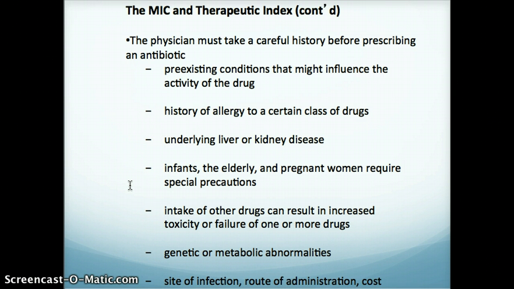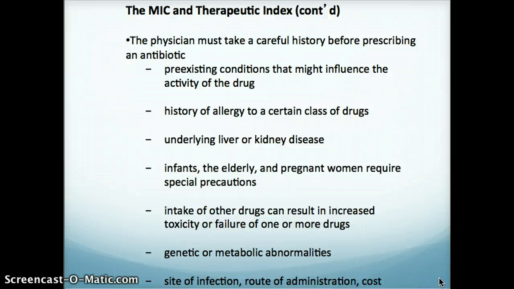And then infants and elderly and pregnant women, there are often special precautions that must be taken, some medications that cannot be used or are used in different doses. Also, they need to look at the intake of other drugs, because there are times that if you're taking one drug and then you add an antibiotic, it may be less effective or it may actually interact with the drug you're already taking. Any genetic or metabolic abnormalities that might affect the antibiotic or how your body responds to it. And then lastly, they're always looking at the site of infection, how the medication is administered, and the cost.